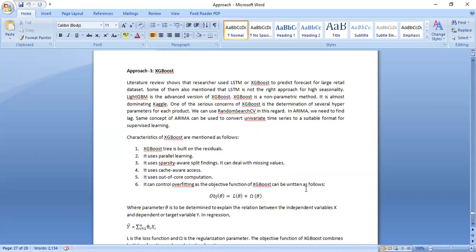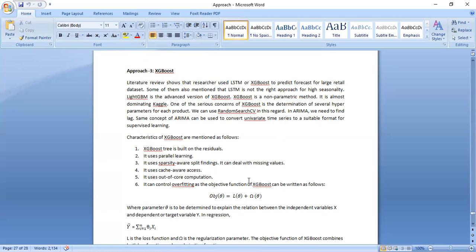At the same time, XGBoost uses parallel learning, sparsity-aware split finding, cache-aware access, out-of-core computations, and overfitting control. Because when we are considering any supervised learning approach, you have to be very, very careful about what type of objective function it is using. Extreme gradient boosting is in the family of additive boosting trees. In additive boosting trees, the concept is that you have to convert a weak learner to a strong learner.